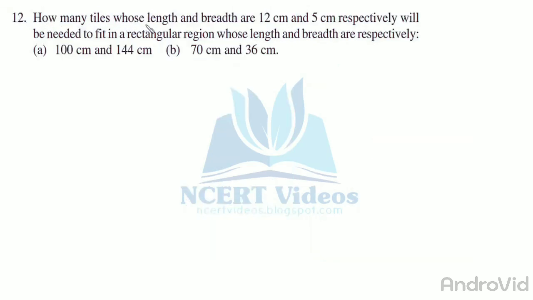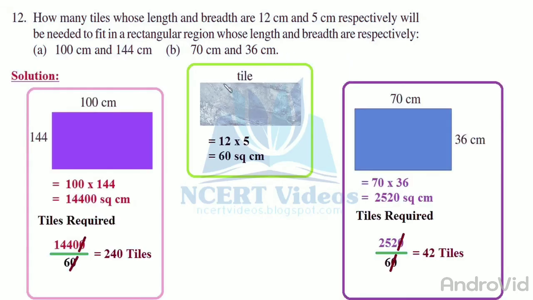12. How many tiles whose length and breadth are 12 centimeter and 5 centimeter respectively will be needed to fit in a rectangular region whose length and breadth are respectively 100 centimeter and 144 centimeter, 70 centimeter and 36 centimeter. So this is the tile. You have to cover it in both the given rectangles. It has dimensions 12 into 5. So 12 fives are 60 square centimeter, the area of one tile.